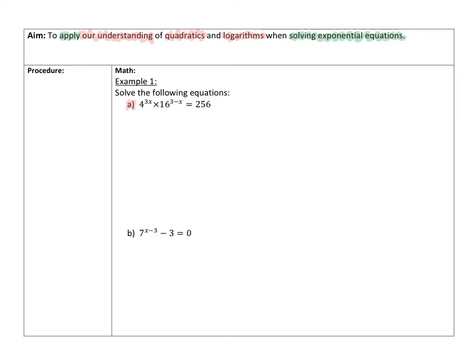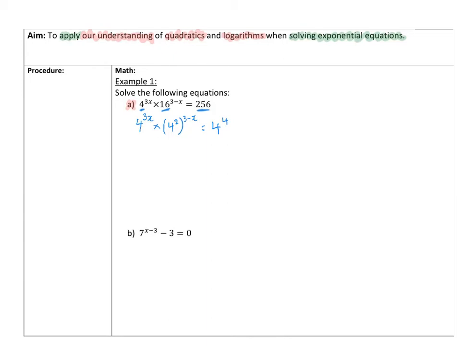Looking at it first and foremost, we can see here that we've got a base 4, a base 16 and a base 256. And it's always going to be a lot easier if we can get a common base. So 4 to the 3x is fine, but the 16 here, we might change to be 4 squared to the power of 3 minus x. And the 256, well, 4 cubed is 64, and 4 to the power of 4 is 256.